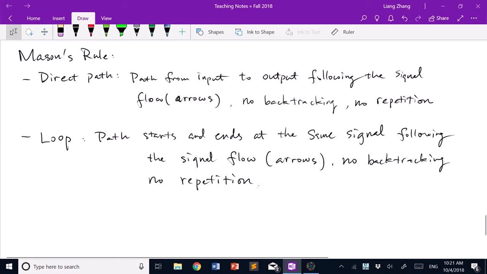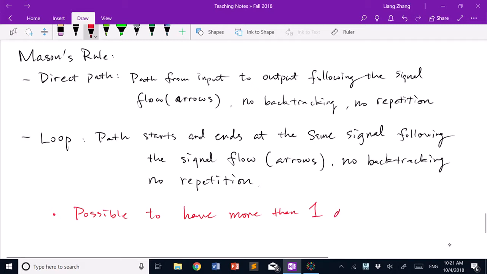In some cases, you may have more than one direct path. In all the cases we have discussed, we only have one direct path. But in the general case, it is possible to have more than one direct path. Right? The simplified version, in all cases, will only have one direct path. That's what makes this special.